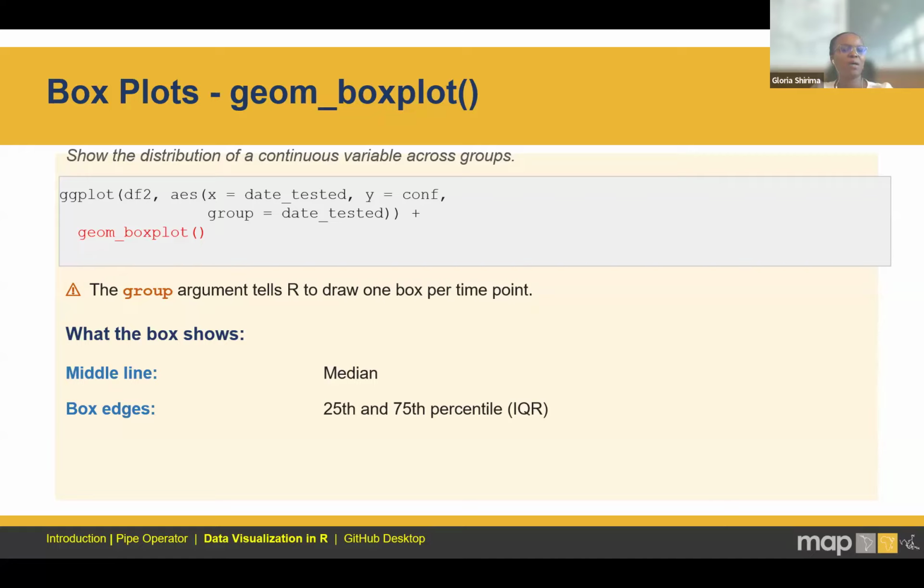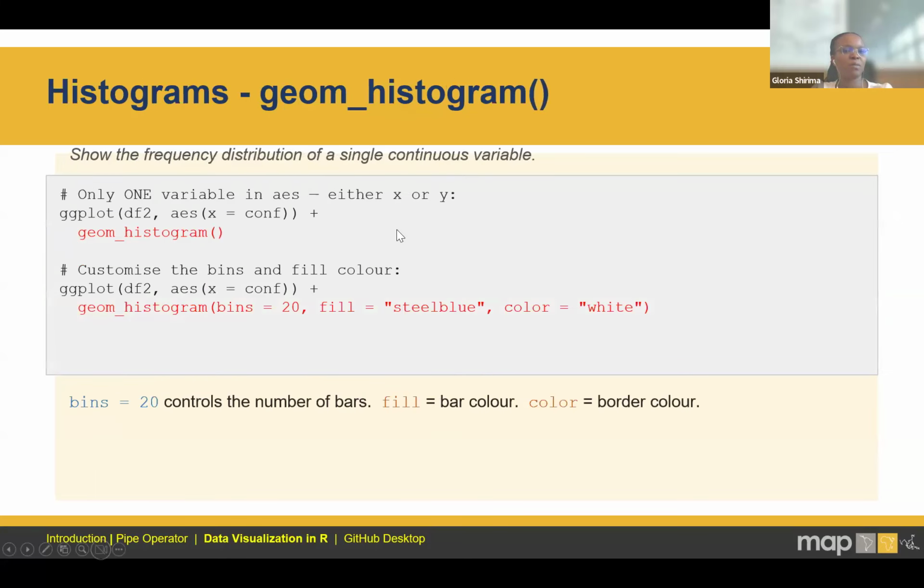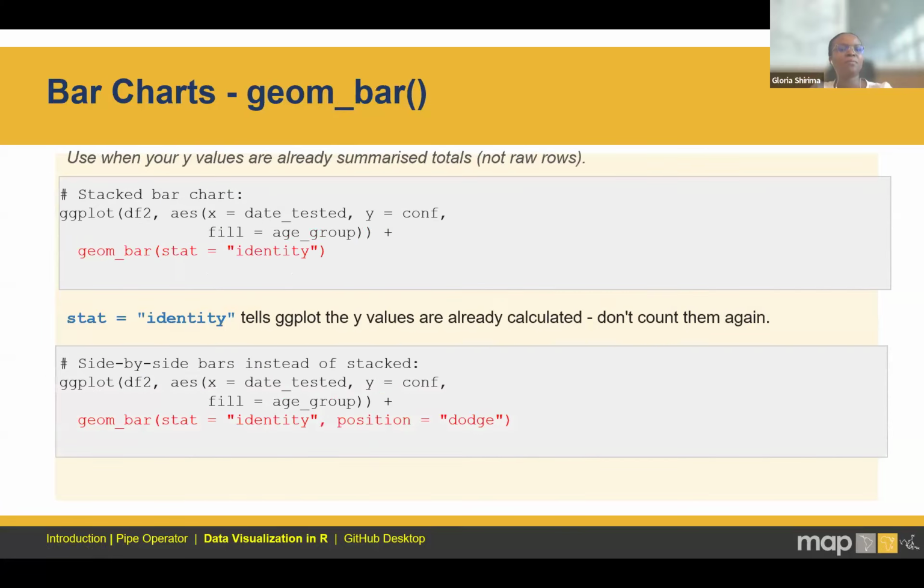Then another plot that we can do is the histogram. Box plot and histogram. The only change is that instead of geom_line and geom_point, it's geom_histogram. There are different customizations you can do. Maybe you can choose the number of bins, like the number of bars, and you can also fill different colors and so on.